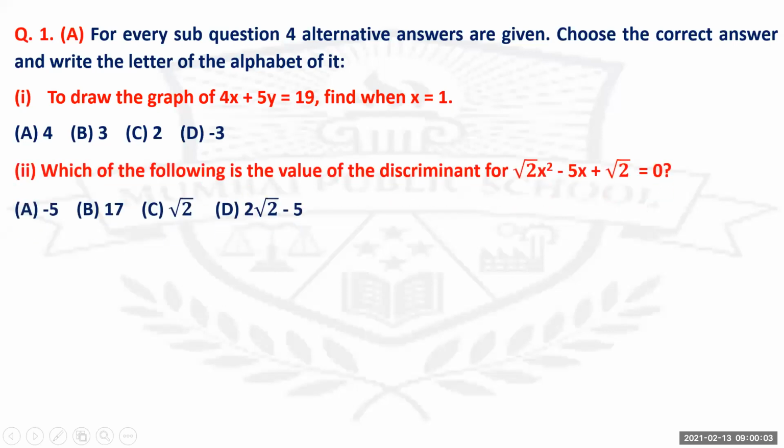Which of the following is the value of the discriminant for root 2x square minus 5x plus root 2 equals 0. So what you will do here? When you are going to find the value of the discriminant, you need to find the value of b square minus 4ac. So from this equation, you are going to take values of a, b and c.